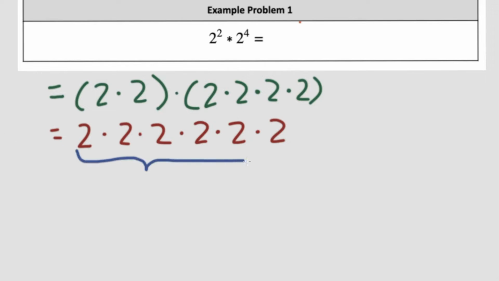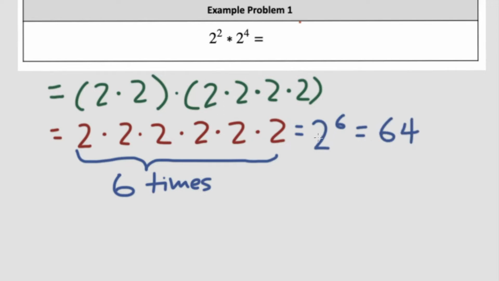Now what I notice here is that 2 appears 6 times. So I'm going to write in blue 6 times to show that this 2 is multiplied by itself 6 times, and write 2 to the power 6, which is 64.